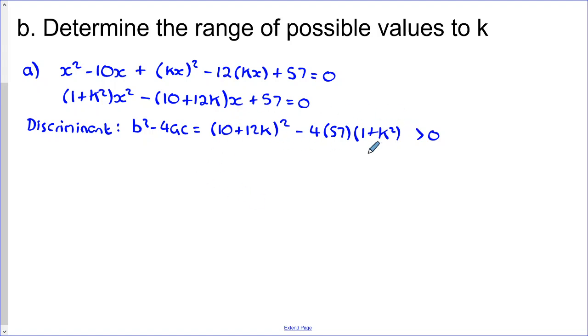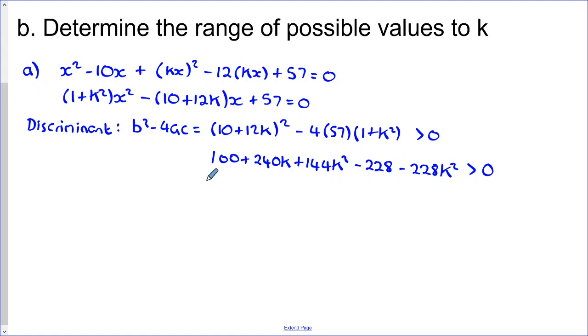So it's just a case of expanding this and simplifying what we've got. So we have 100 plus 240k plus 144k squared from that first bracket squared. And then from this, we're going to get minus 228 from the 4 times 57 times 1, minus 228k squared from the 4 times 57 times k squared. And we still know that's greater than 0.